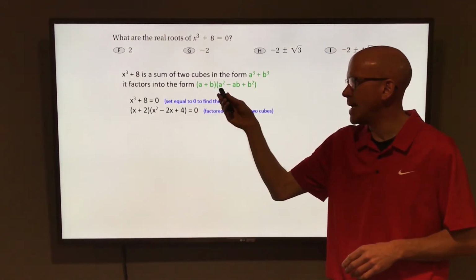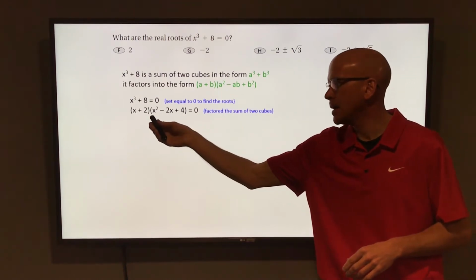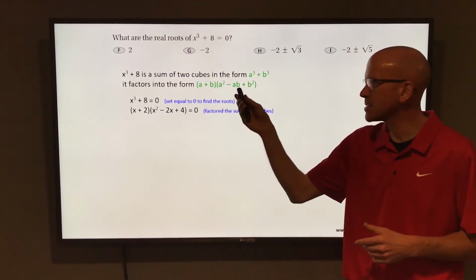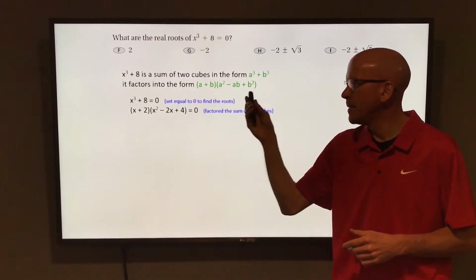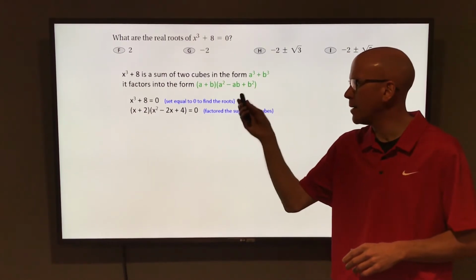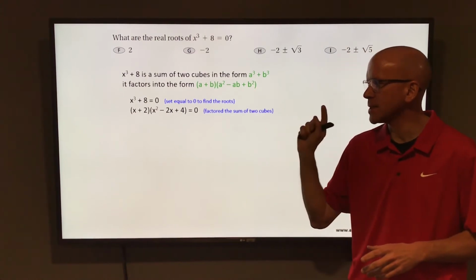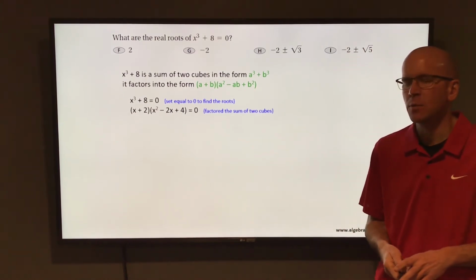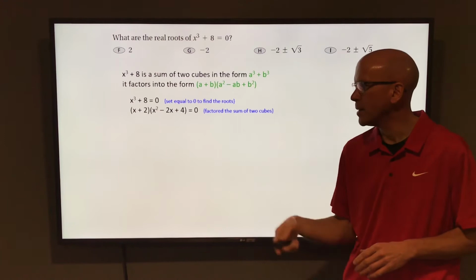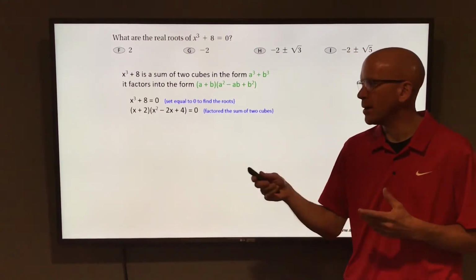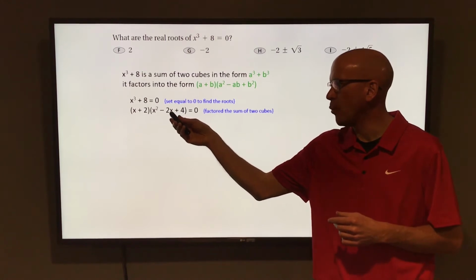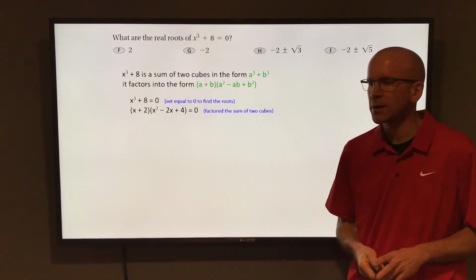And then, again, a is x, so a squared is x squared. A is x, b is 2, so this ab is going to be 2x. And then if b is 2, b squared is 4. So that factors into x plus 2 times x squared minus 2x plus 4. Now you might try to factor this into two binomials. But you can tell there are no two numbers that multiply to get 4 and add to get negative 2. So it does not factor.